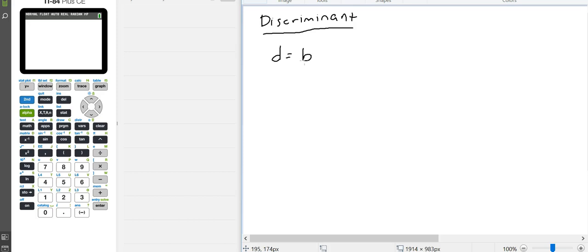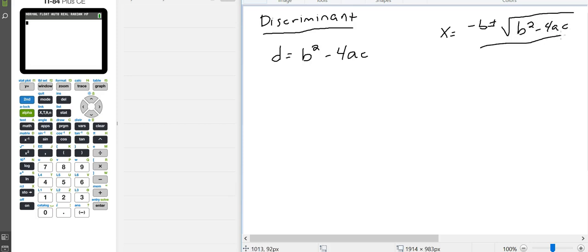so that is b squared minus 4ac, because if you'll remember, the quadratic formula is x is equal to negative b plus or minus the square root of b squared minus 4ac over 2a. So the discriminant is this part of the quadratic formula.